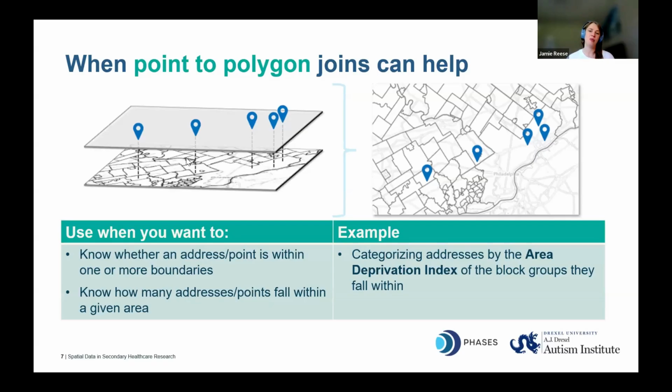We're going to look at an example in a bit with area deprivation index, which is mapped to census block groups. This type of join would allow you to take a data set with addresses in it and then identify the area deprivation index for those addresses to use in your analysis. And we'll talk about how that would happen.